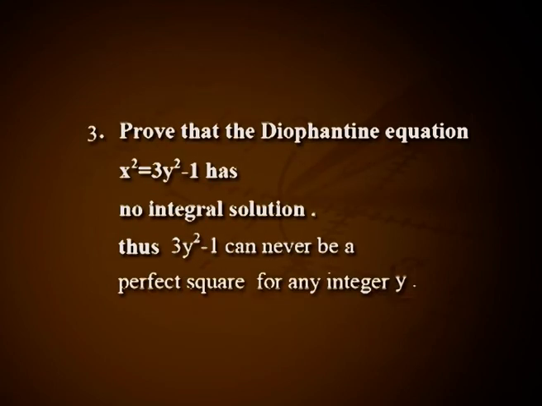Prove that the Diophantine equation x² = 3y² - 1 has no integral solutions. Thus, 3y² - 1 can never be a perfect square for any integer y.